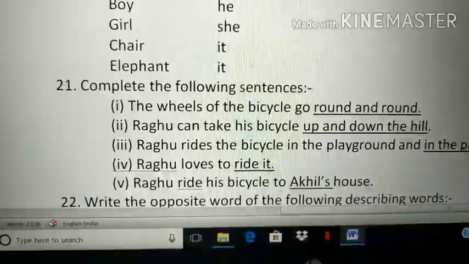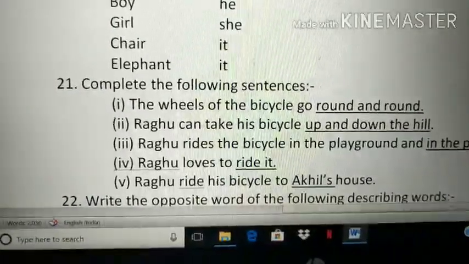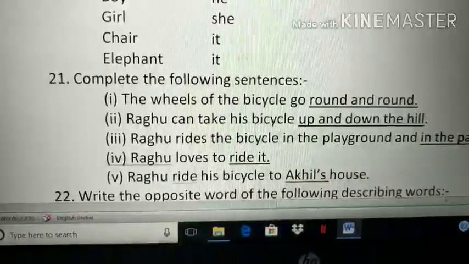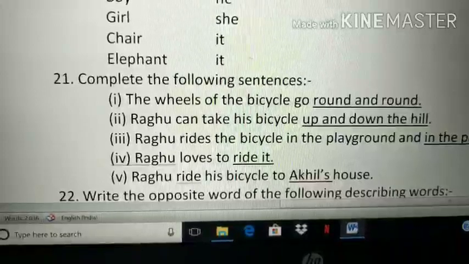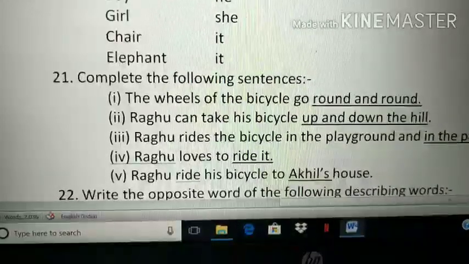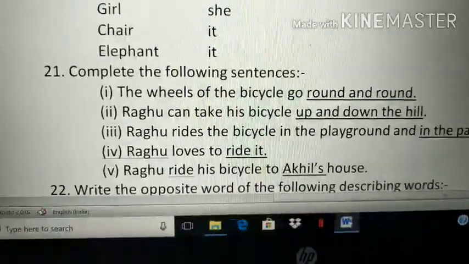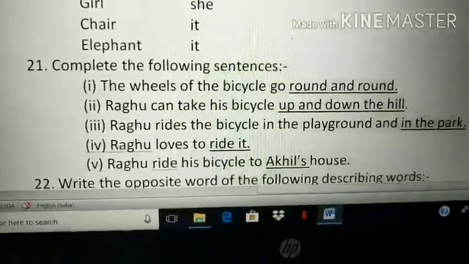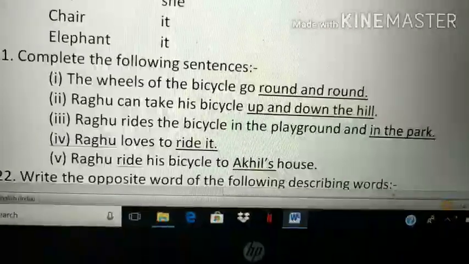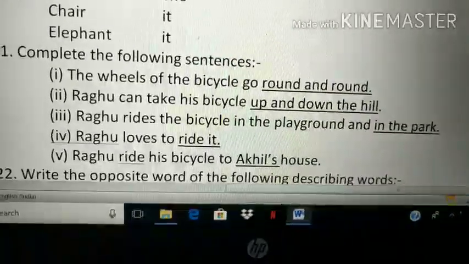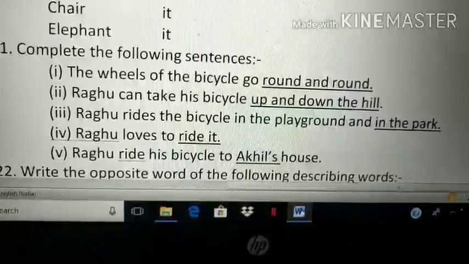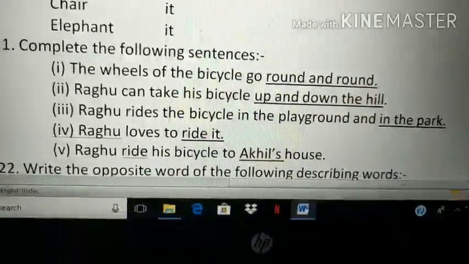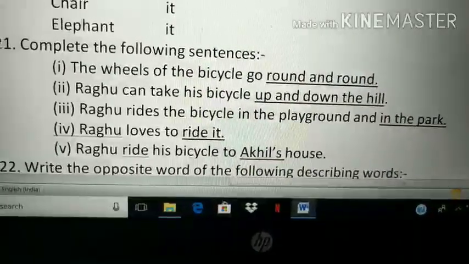Complete the following sentence. The wheels of the bicycle go round and round. Raghu can take his bicycle up and down the hills. Raghu rides the bicycle in the playground and in the parks. Raghu loves to ride it. Raghu rides his bicycle to Akhil's house.